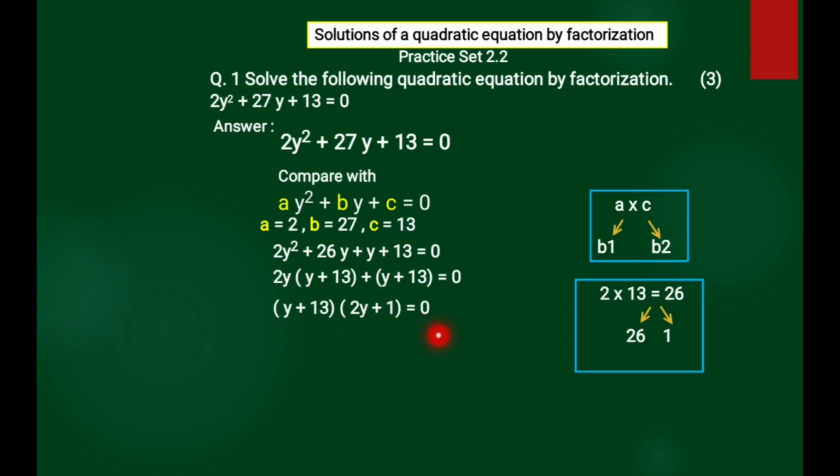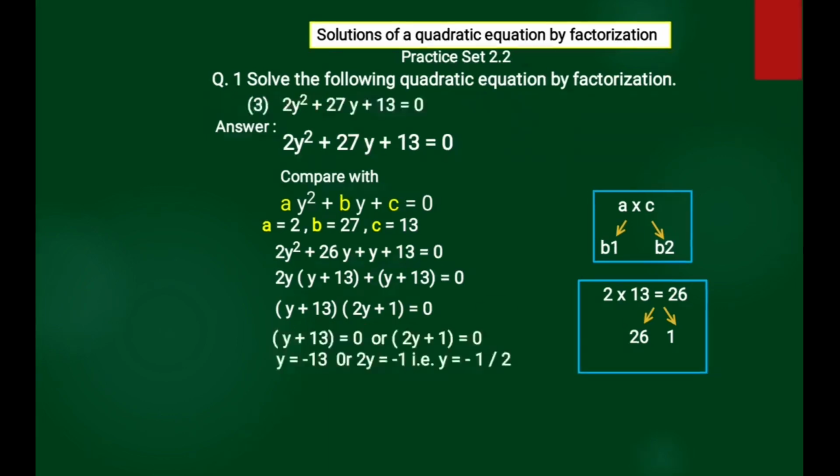Again here the product is 0, that means y plus 13 equals 0 or 2y plus 1 equals 0. After transferring this plus 13 to the right hand side, we get y equals minus 13, or after transferring this plus 1 to the right hand side, we get 2y equals minus 1, that is y equals minus 1 by 2. Hence the roots are y equals minus 13 and y equals minus 1 by 2.